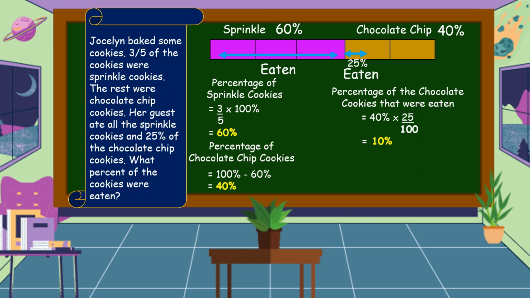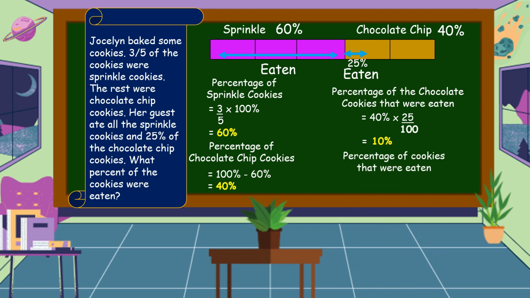So, 40% times 25 divided by 100, or 0.4 times 25 is equal to 10 over 100. Okay, yung over 100 is equal to percent sign. And our answer is 10%.